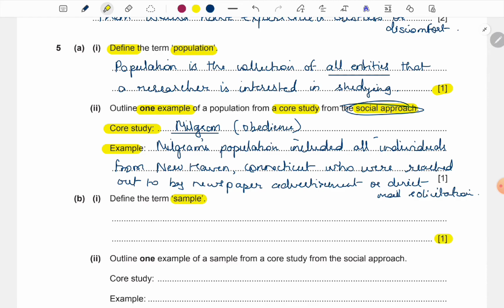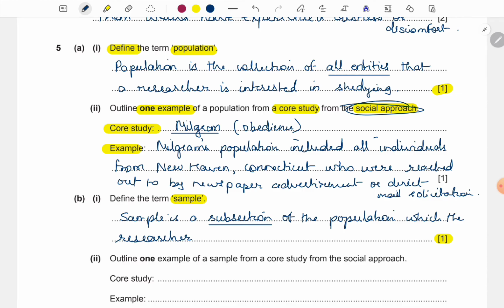Define the term sample. Okay, here again any good definition that you've learned from any textbook is fine here. Sample, as we know, is a subsection of the population which the researcher actually studies. The researcher might wish to study a lot of people who are in the population, but who actually come into his study, they become the sample. So anything that you say to that effect, which conveys this intent, will be a correct definition. Like I said, you could learn it from anywhere, wording could be different.